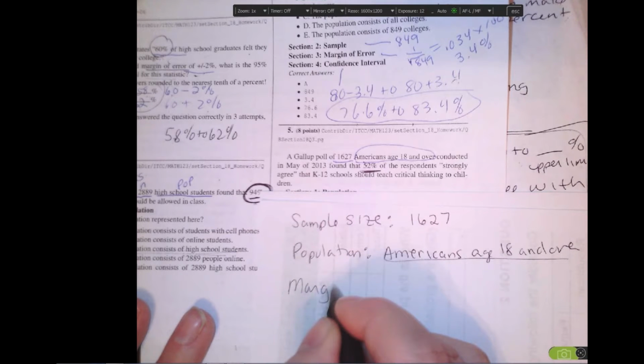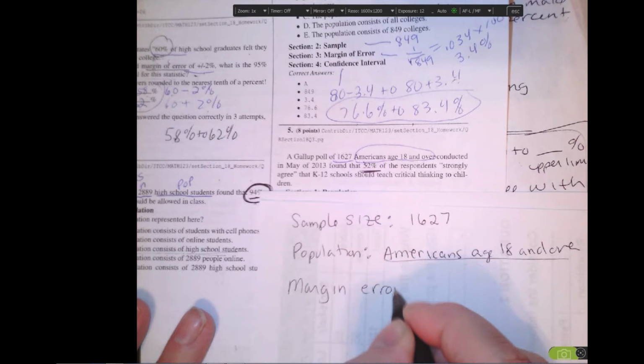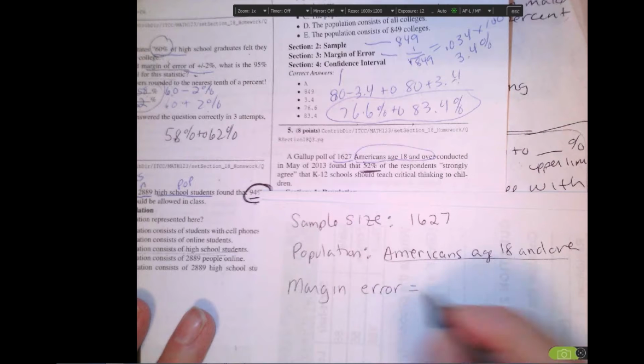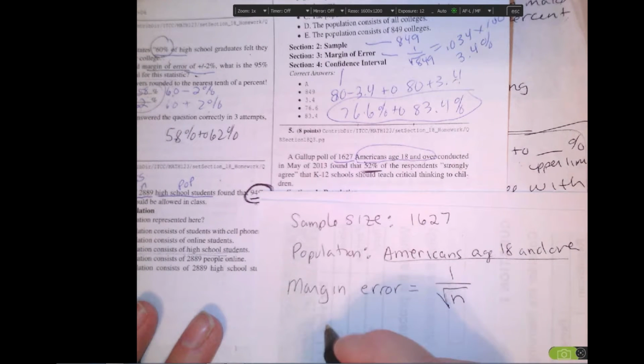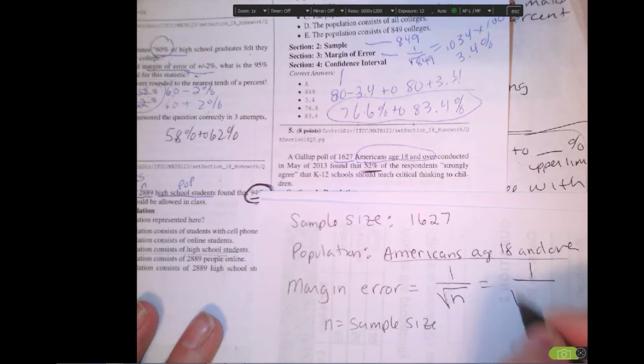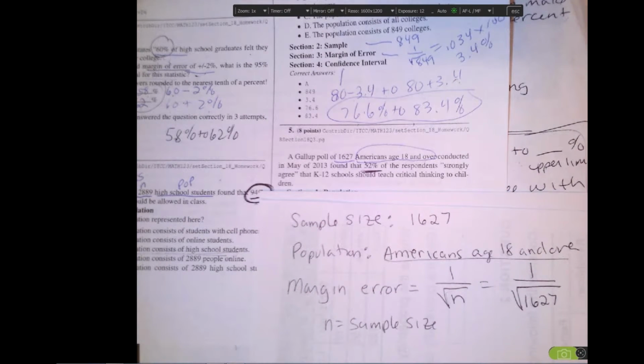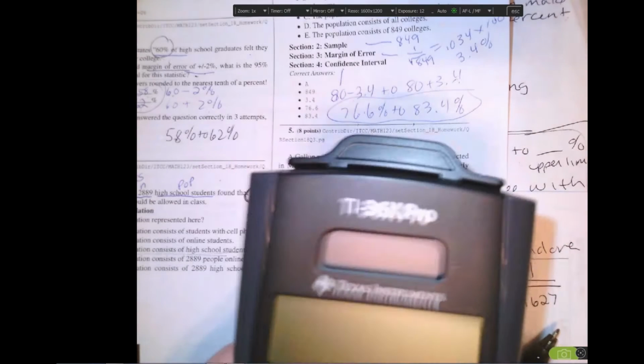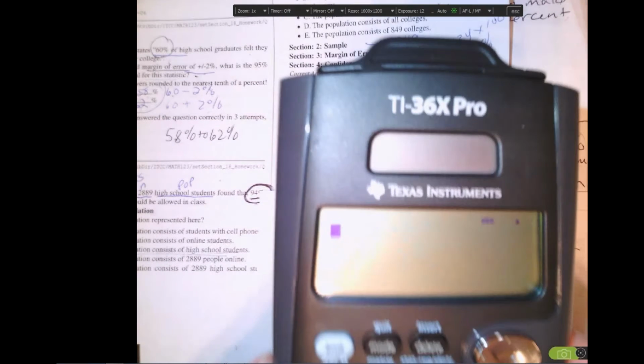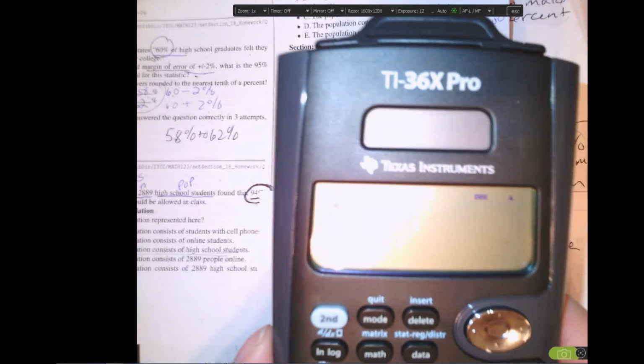What's the margin of error? Our formula is 1 over the square root of n. N equals the sample size. So it's a very simple calculation. 1 over the square root of 1627. And I'm sure most of you don't know, I don't, the square root of 1627. So this goes easily in the calculator with the fraction button.